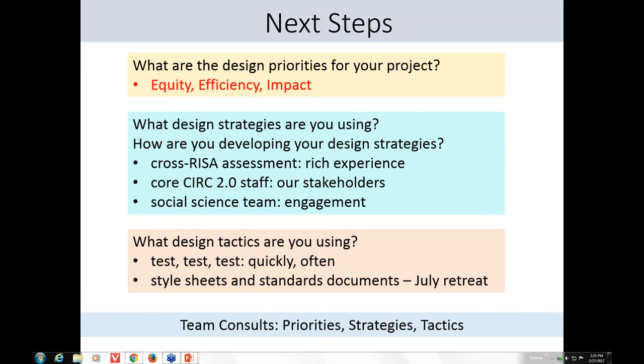Another place where the team can try to have at least some consistency is in the key concepts that they're trying to deal with.